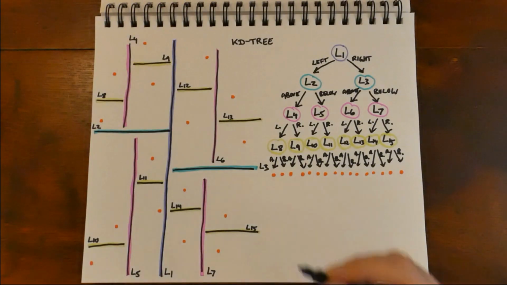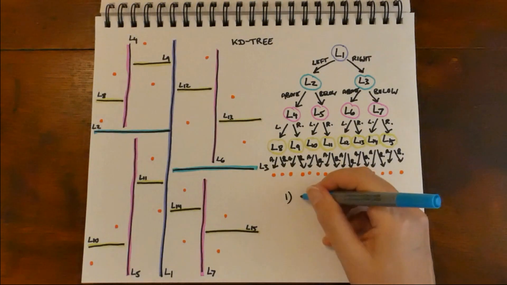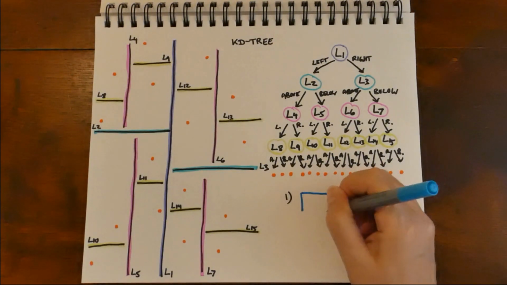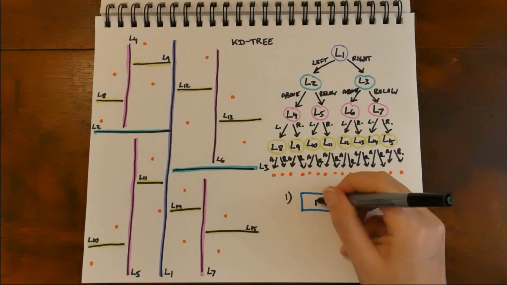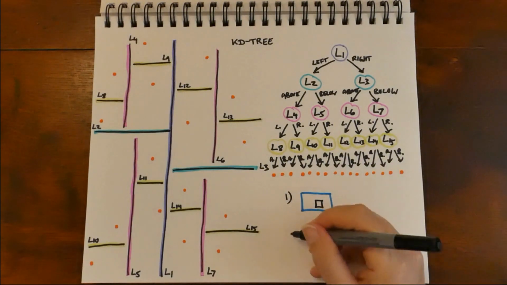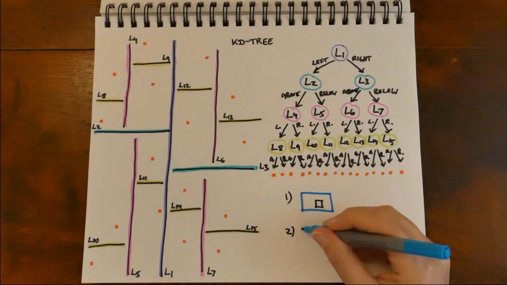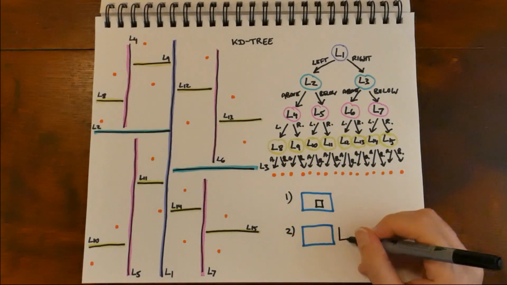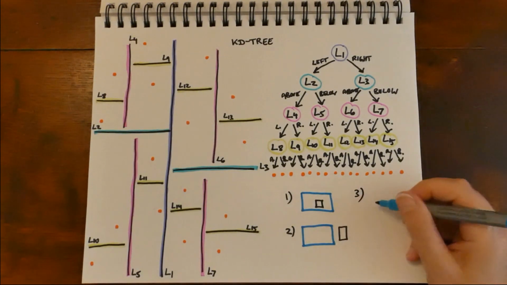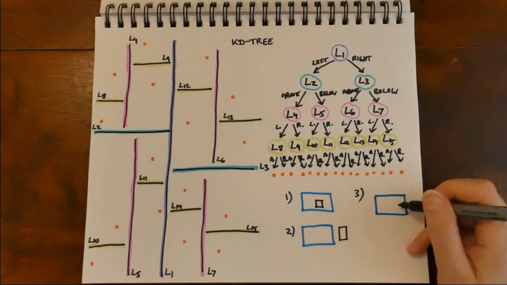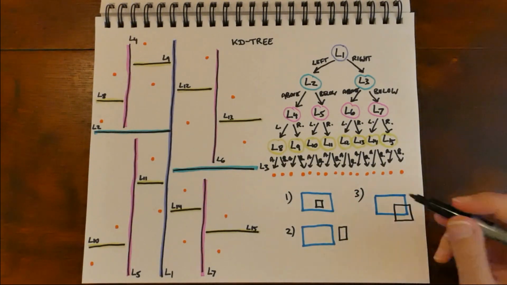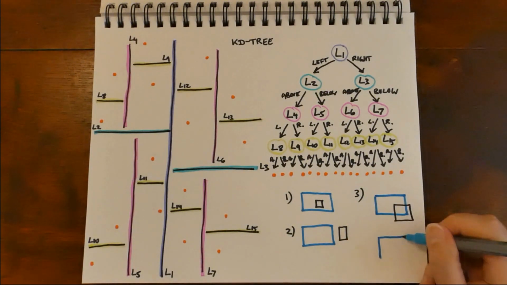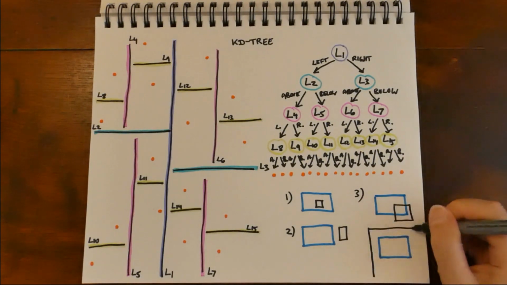One option is that the blue query rectangle completely contains the black region of the node. Another option is that the query rectangle is completely disjoint from the region of the node. And the last option is that the query rectangle intersects the region of the node and might even be fully contained in it.